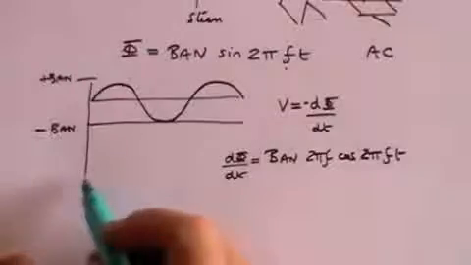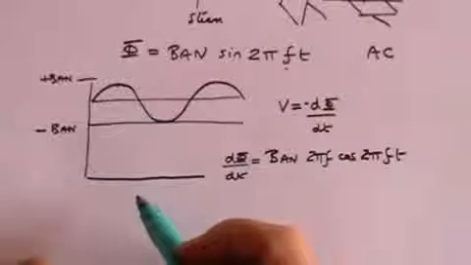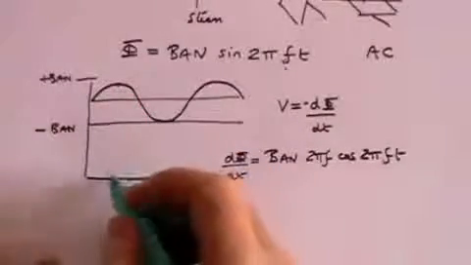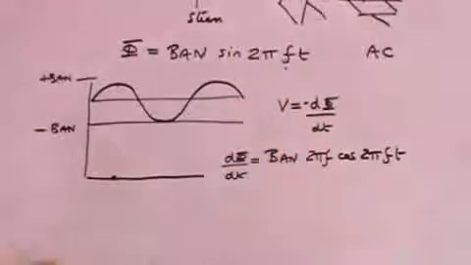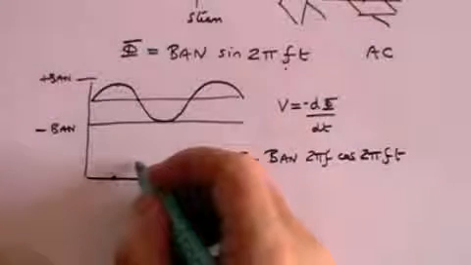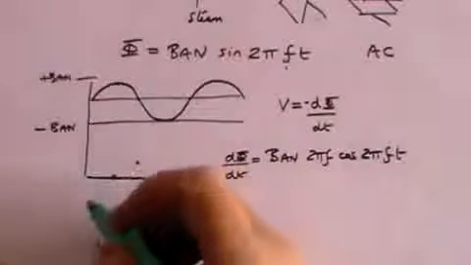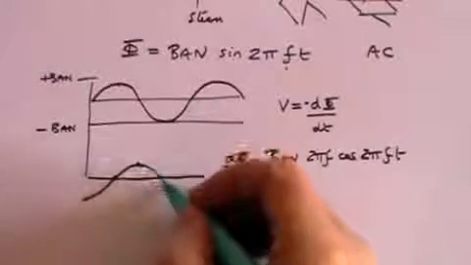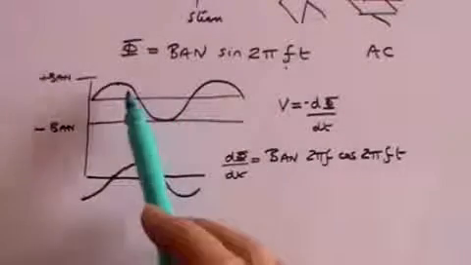And what that means is that when the flux linkage is at a maximum, the cosine term will be 0. And when the flux linkage is 0, the cosine term will be at a maximum. And so the induced voltage is going to look something like this. And as you can see, that is out of phase.